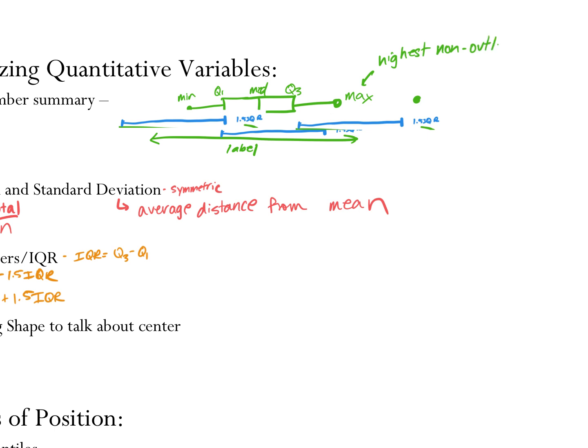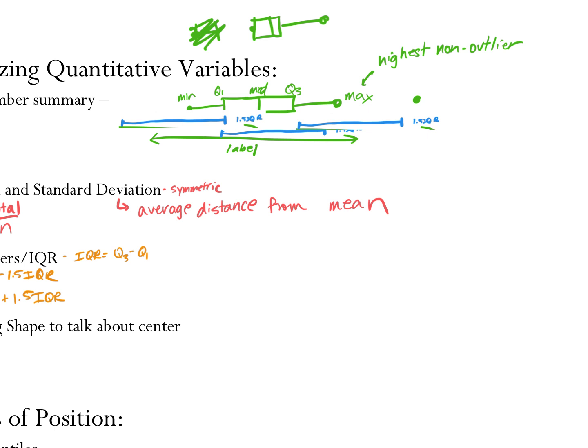It is also possible that my Q1 and my min are the same, so you don't actually see that whisker. That's very, very possible. Okay? So there are box plots that look like this, where the min and Q1 are the same. Okay? Everybody good?